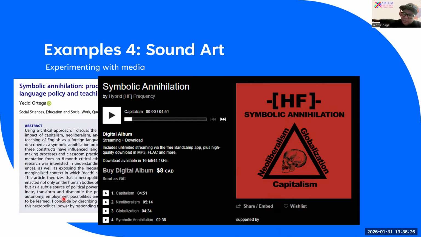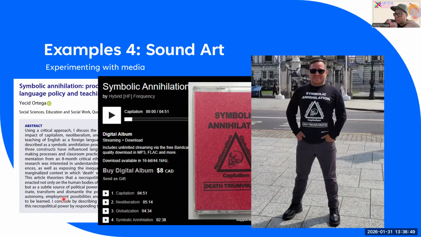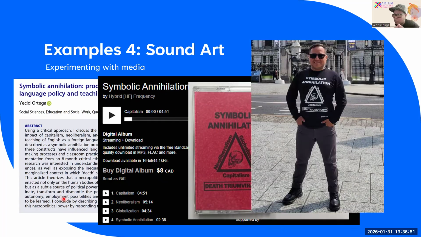So I created that, and a few months later, somebody came to me and said, "Let's do a cassette tape with the sounds." Now, this item is very exclusive and has been sold out. I don't have my copy anymore. So this is just another example of how you engage with research, how you engage with your data. And the last but not least, here I transform the idea of the framework of symbolic annihilation into a t-shirt that you can actually wear to conferences and present yourself and your work.